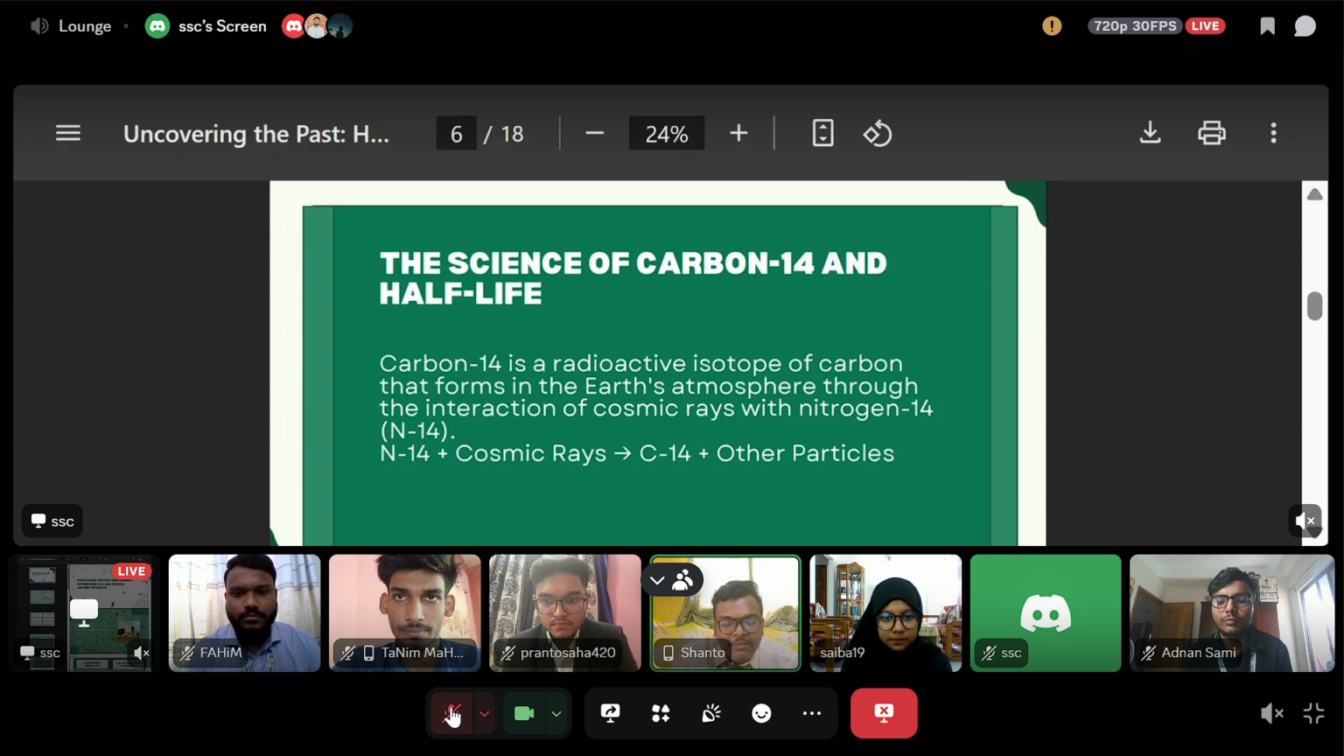If we say a living object like a tree or a dinosaur or something like that. Suppose a scientist finds a dinosaur bone. When the dinosaur was alive, its body had carbon-14. After it died, the carbon-14 started reducing. The scientists measure how much carbon-14 is left and compare it to a fresh sample. If only half the original carbon-14 is left, that means the bone is about 5,730 years old. If only a quarter is left, it is about 11,460 years old.